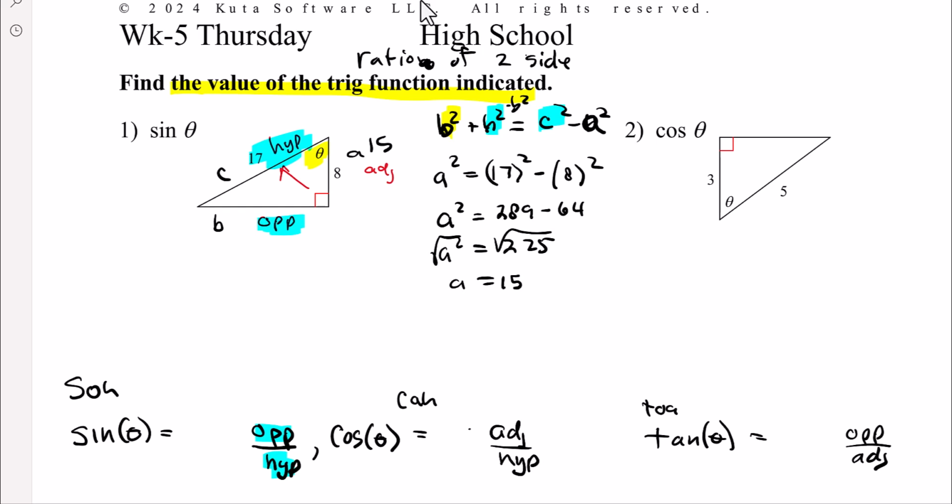Okay, but doggone it, I'm so used to writing A squared. I apologize, students. You're probably yelling at the screen because I'm not paying attention to what I've written. I'm so sorry about that. B, and now we can write it. The opposite side is 15. The hypotenuse side is 17.